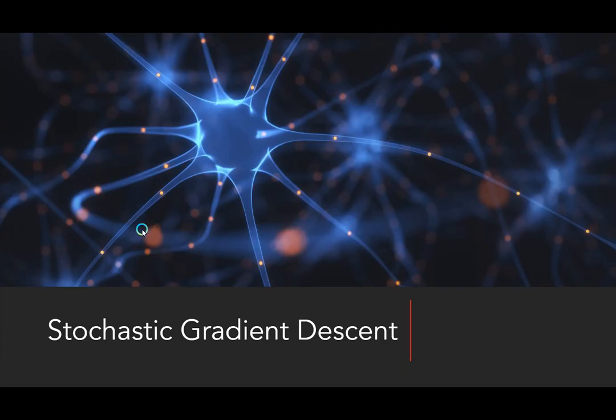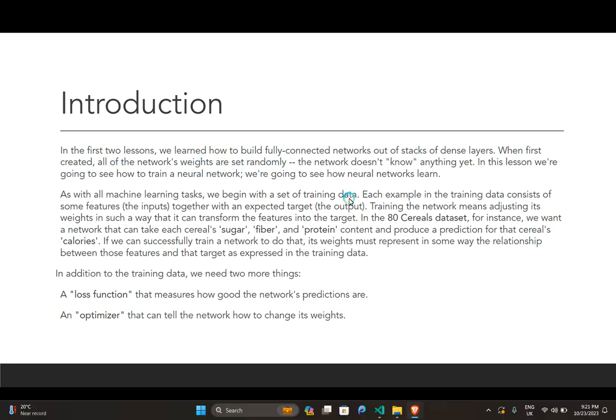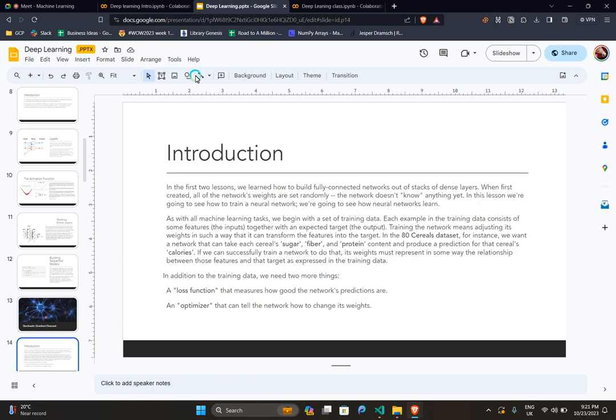And then another thing we have is the stochastic gradient descent. So what do we mean by that? In the first lesson, we learned how to build fully connected networks out of a stack of dense layers. When first created, all of the network's weights are set randomly. Actually, I can show you how that works.